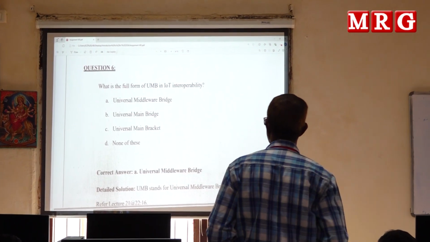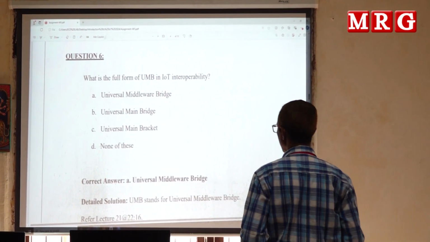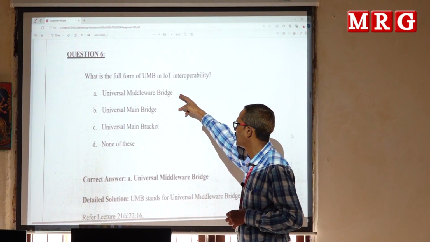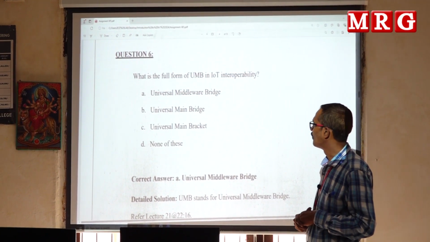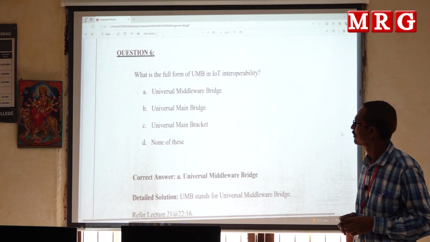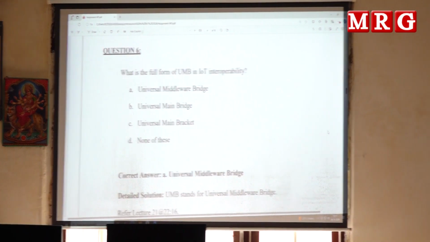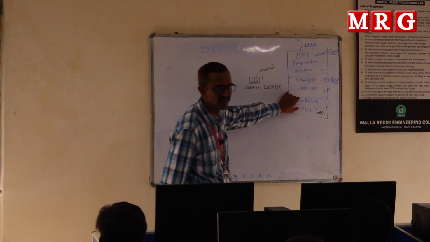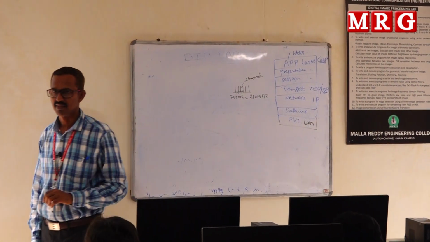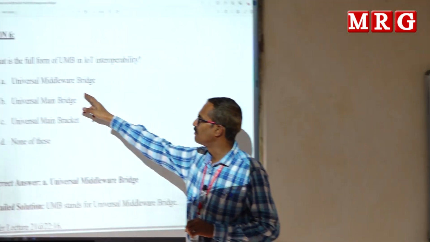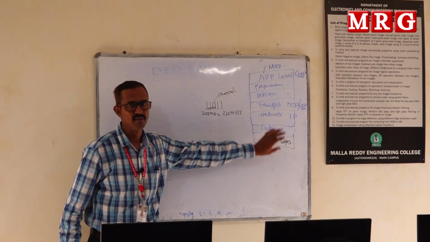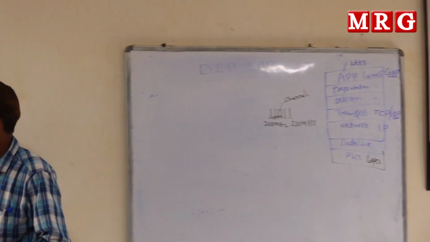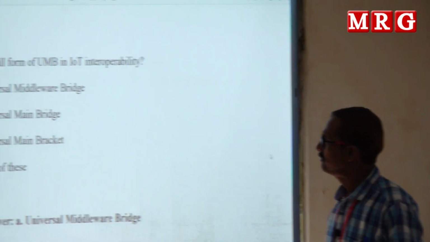Universal. The answer is given here: middleware bridge. Mostly it comes somewhere here, between the data link and physical layers. Interoperable, universal middleware bridge. Some physical layer and data link in between it will come. Bridge. Okay. Next. UMB.